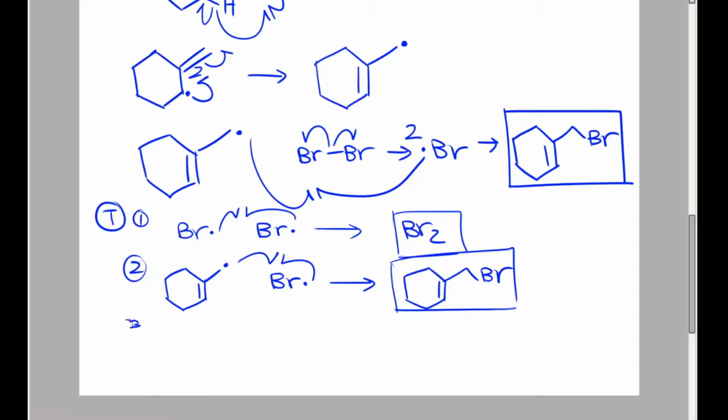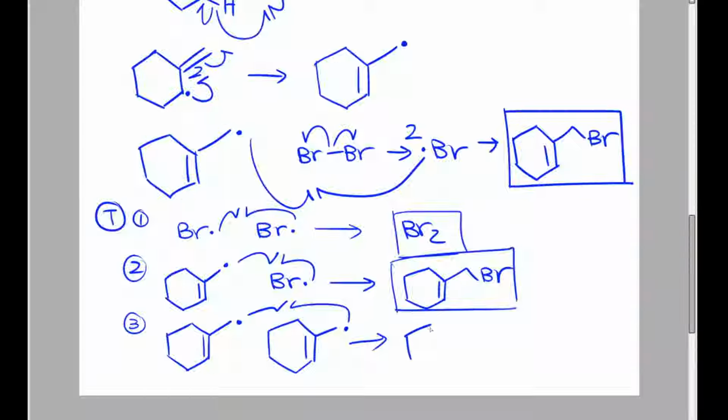And then the third thing that could happen is two of these rearranged cyclic alkene radicals are going to react together and form some messy, weird looking molecule, or that's just how I would describe it. I don't really know how to describe it, but it's going to end up looking something like this. Sorry, I am not good at drawing these.